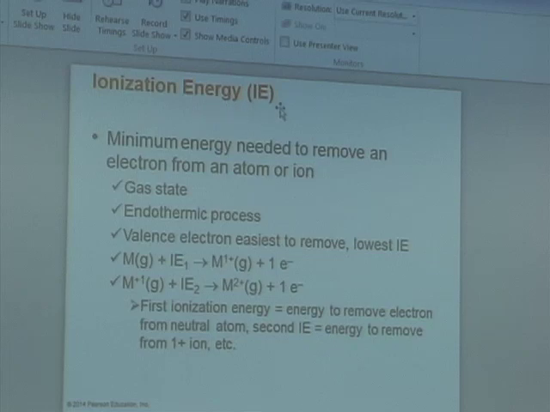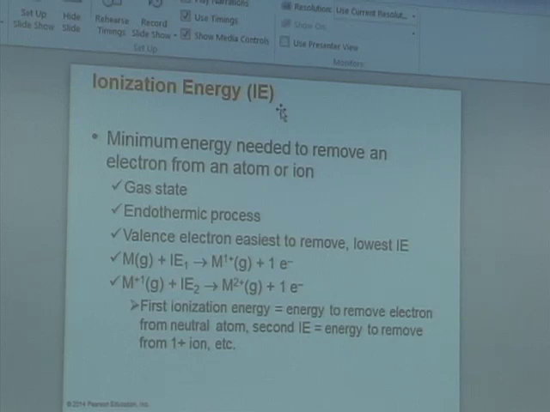So now we come to the term called ionization energy. What's our definition for ionization energy? Did anyone get a definition for that? What does our text say? Kayla, you have your textbook. What's the definition of ionization energy?